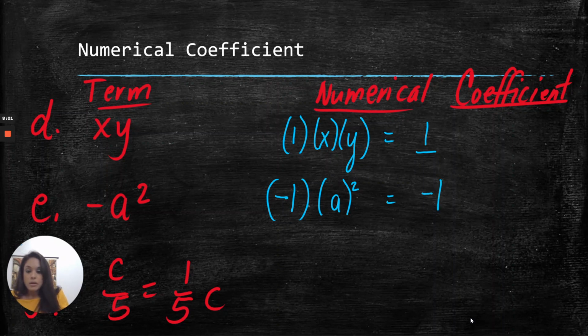And then in example F, it is c over 5. So I have this fraction c over 5. Remember that if you see a variable without a number, it's always understood that it is the number 1. So we separate this fraction into 1 over 5 times c, and our numerical coefficient would be 1/5.